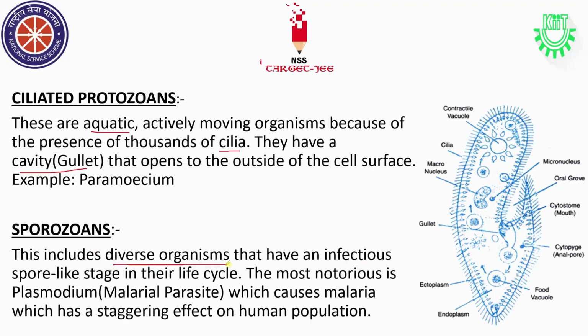Sporozoans. These include diverse organisms that have an infectious spore-like stage in their life cycle. The most notorious is Plasmodium, the malarial parasite which causes malaria, which has a staggering effect on the human population. So Plasmodium, the malarial parasite, belongs to sporozoans.